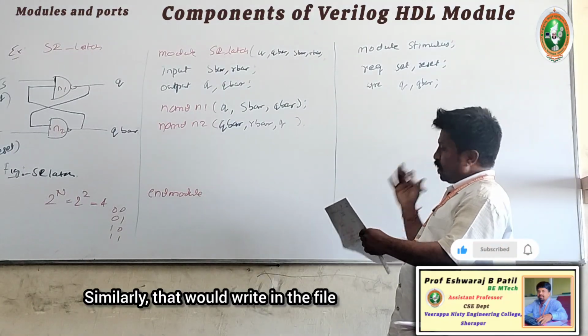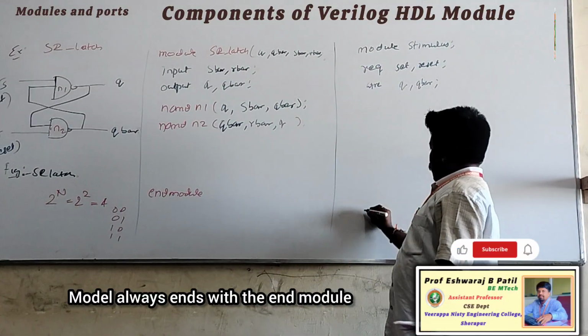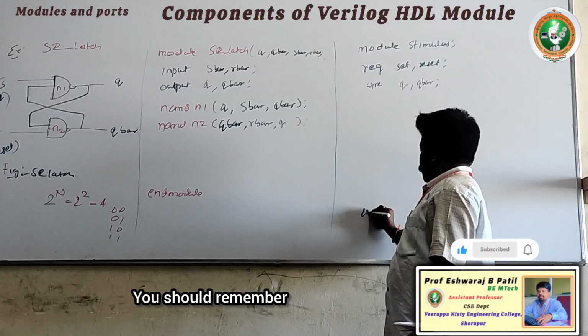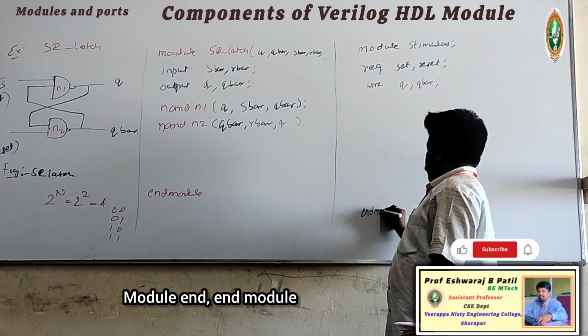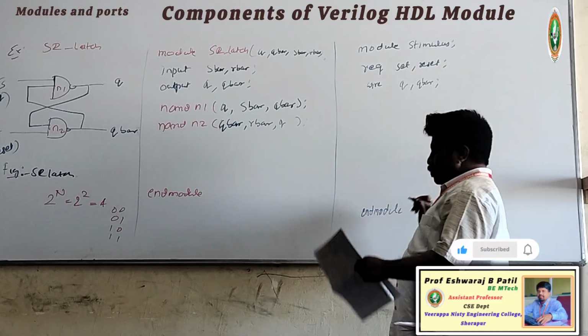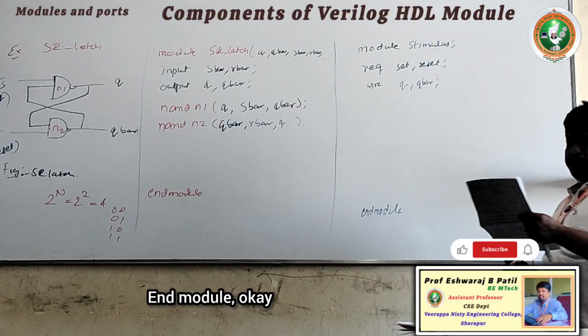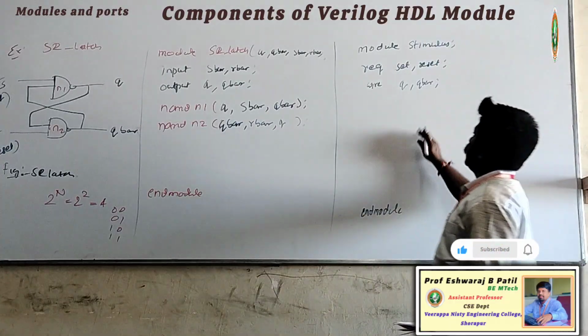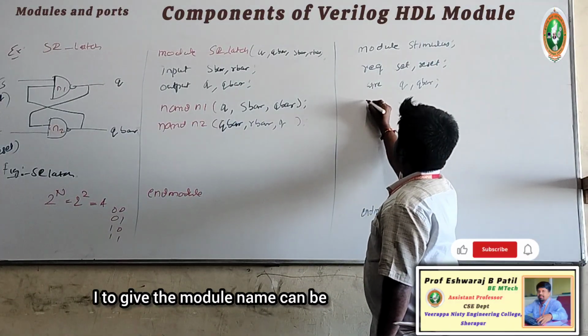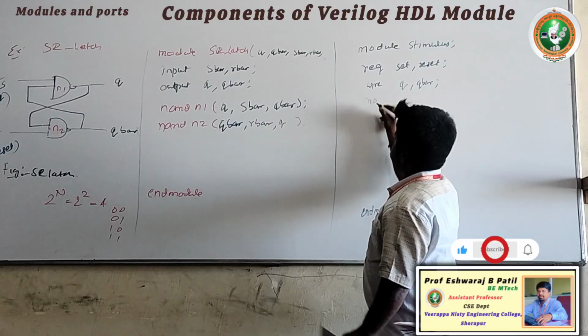Similarly, the I2 is defined. Module always ends with the end module. You should remember, as soon as you write module, you must write end module. End module. Okay, now I give the model name.